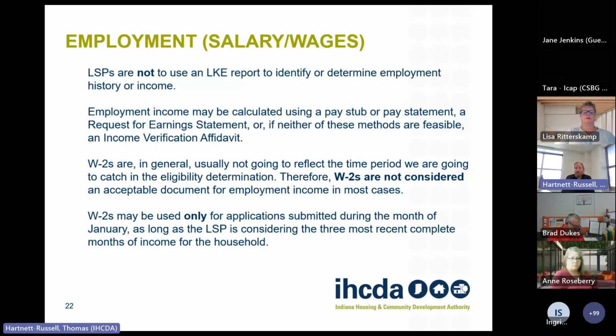Employment income may be calculated using a pay stub or a pay statement, a request for earnings statement, or if neither of these methods are feasible, an income verification affidavit. W-2s are in general usually not going to reflect the time period that we're considering in the eligibility determination. Therefore, W-2s are not considered an acceptable document for employment income in most cases. As with most things, there is an exception here. The exception is that W-2s may be used for applications submitted during the month of January, as long as the LSP is considering the 3 most recent complete months of income for that household.